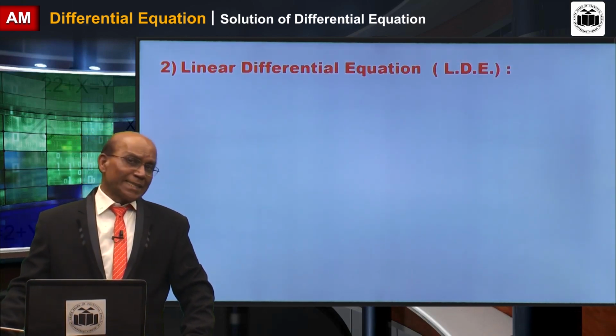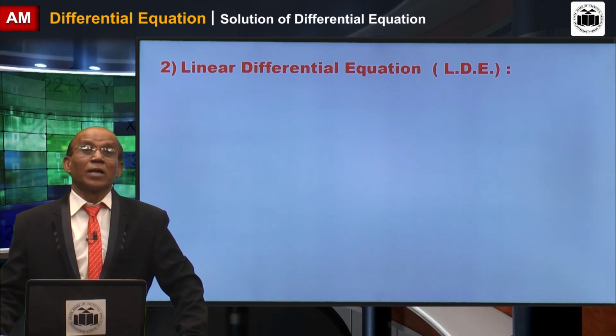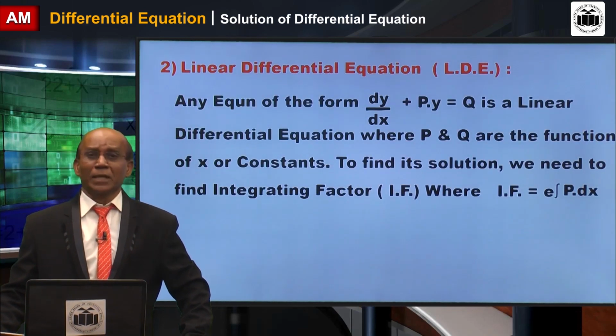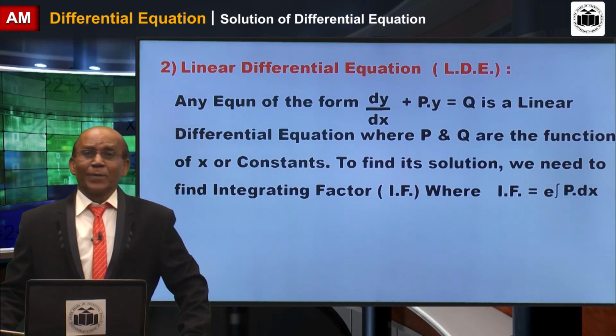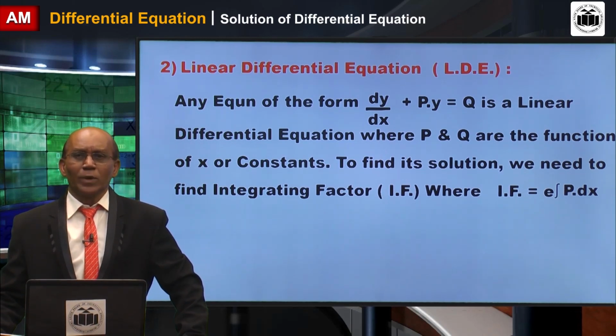Now the next type of equation is the linear differential equation, in short LDE. What is that equation? An equation of the form dy by dx plus py equals q is a linear differential equation, where p and q are functions of x, or we can say constants.